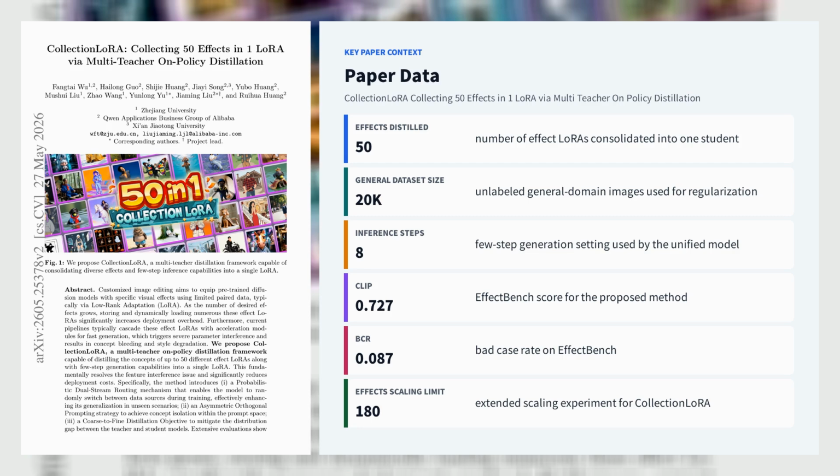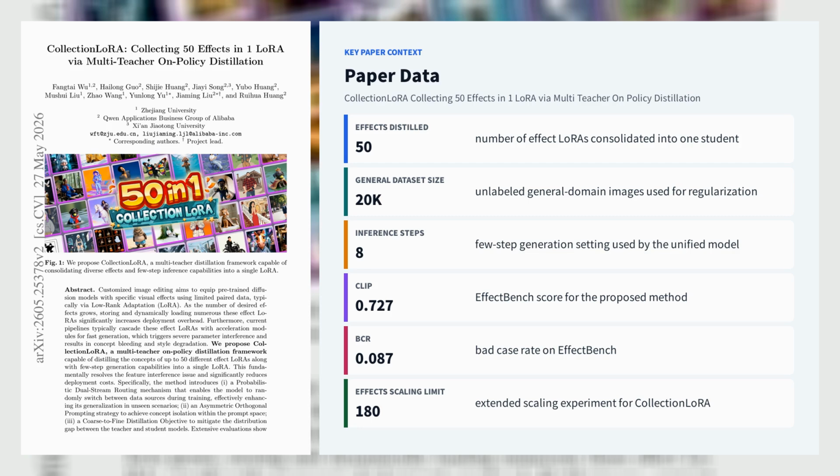Built on Qwen Image Edit 2509 with distribution matching distillation, it adds probabilistic dual-stream routing to mix effect data with 20K general domain images, asymmetric orthogonal prompting to separate teacher and student concepts using VLM rewritten prompts and orthogonal trigger words, and a course-defined distillation objective that combines flow matching trajectory anchoring with target simulation to prevent distribution collapse.